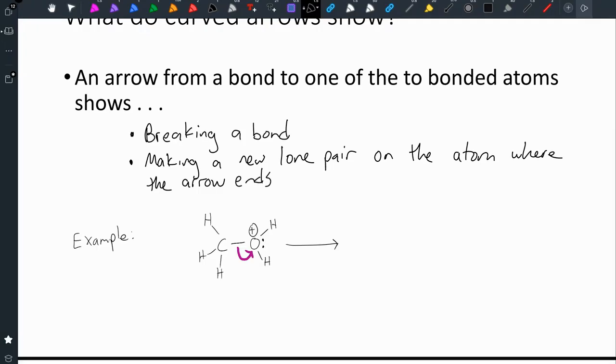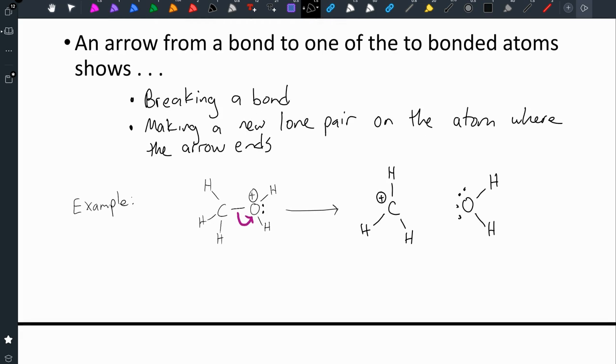So in this example here, I start with my oxygen having a positive formal charge. It has one lone pair. After I do this, carbon is essentially losing an electron here, so it gets a positive formal charge. Oxygen now has 2 lone pairs, and it doesn't have a formal charge anymore.